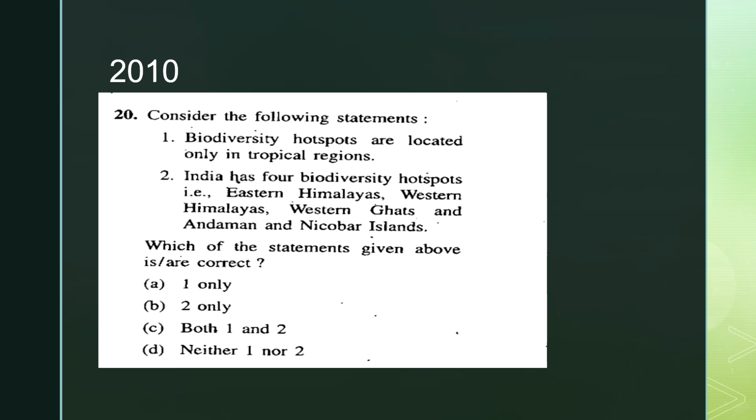Consider the following statements: biodiversity hotspots are located only in the tropical region. But we need to read about all the biodiversity hotspots located across the world, like the Mediterranean, like the Californian region. So this is not only limited to the tropical region. India has 4 biodiversity hotspots. This part of the statement is correct. Eastern Himalayas, Western Himalayas, no, this is not right. Western Ghats and Andaman and Nicobar islands are correct. So both are wrong. So option B is the correct answer. Read about all the 4 biodiversity hotspots of India.